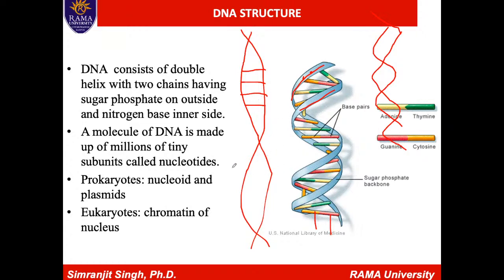In prokaryotes, it is called the nucleoid and plasmid, and in eukaryotes, it is called the chromatin of the nucleus. So prokaryotes and eukaryotes have different formations of it. We will discuss them later.